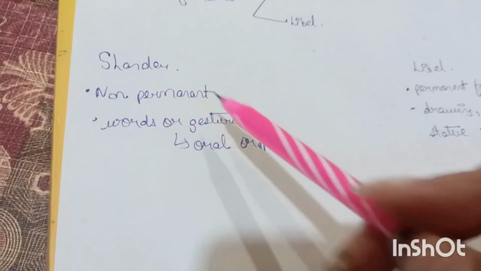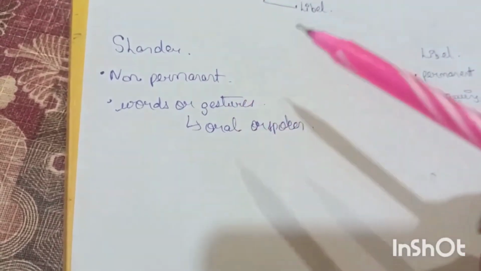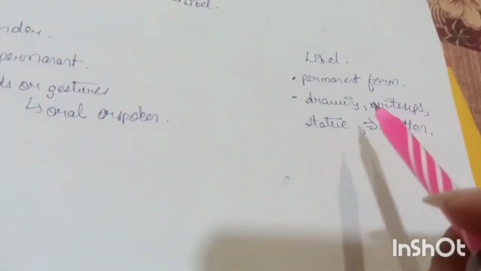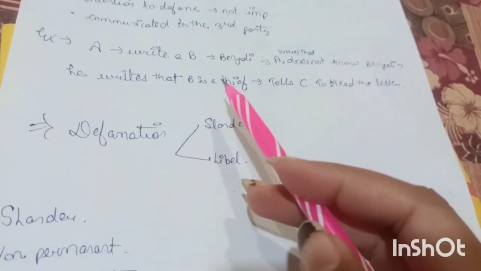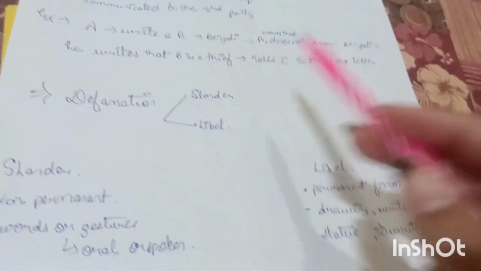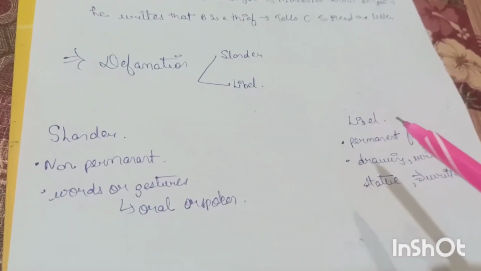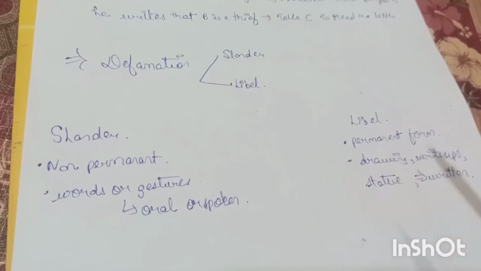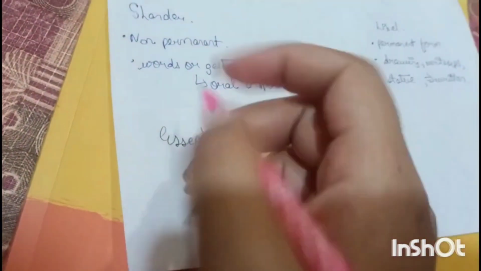So let's understand it. In slander, defamation is done through words or gestures. And in libel, how is it done? It is done through writing a letter, as I have given you the example over here. It's done through writing, so it will come in libel form. And if a person has spoken something wrong about another person in a meeting or in a crowd, that will come in slander form.